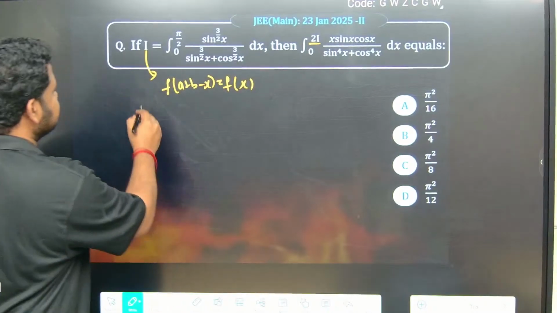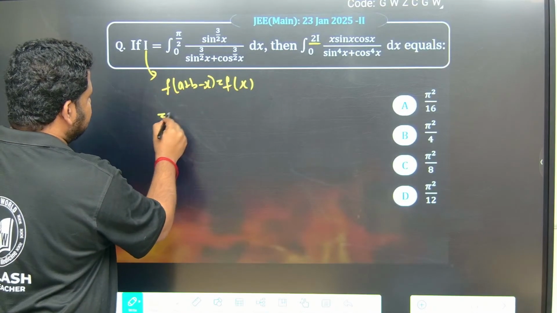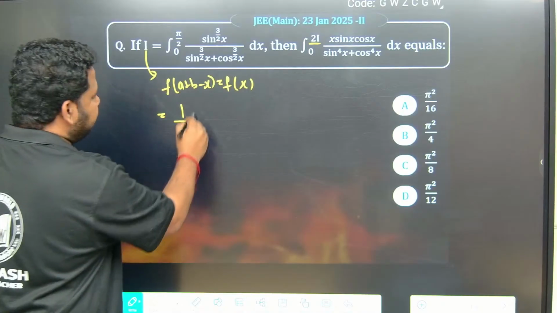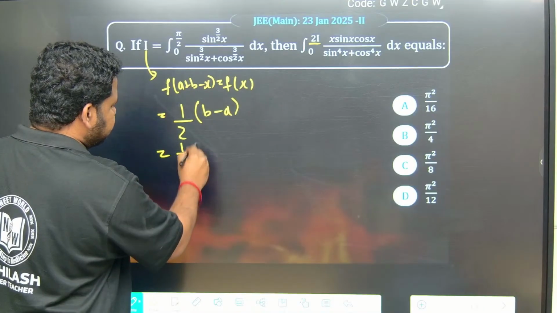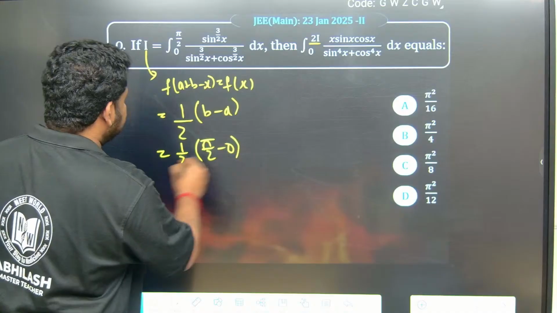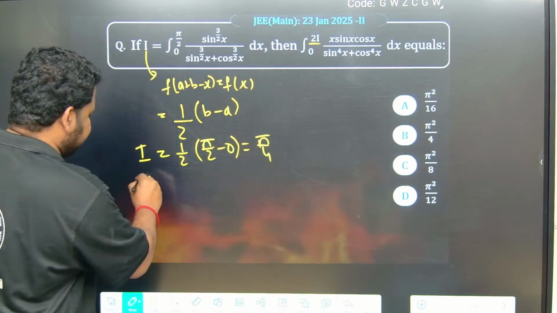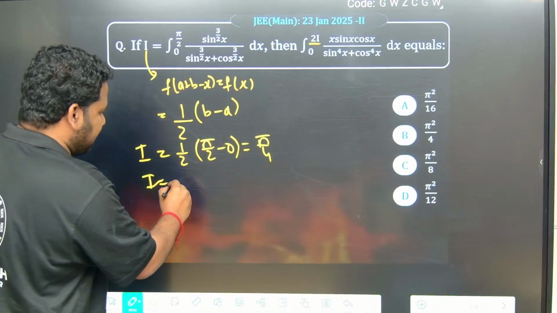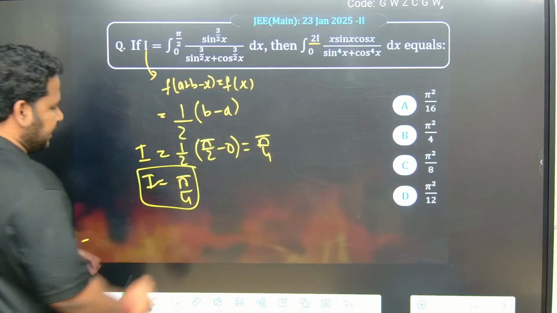If that is the case, this can be written as 1 by 2 times b minus a. So 1 by 2 times b minus a is what? b is pi by 2, minus 0. So that will give me I is equal to pi by 4. Got it? So I is equal to pi by 4.